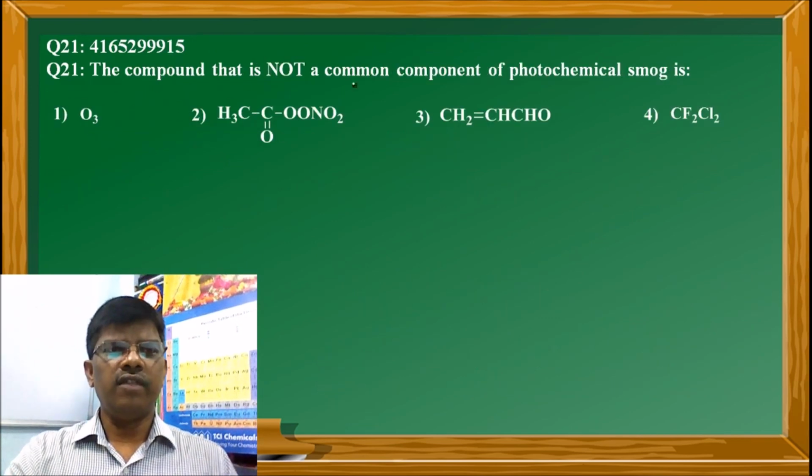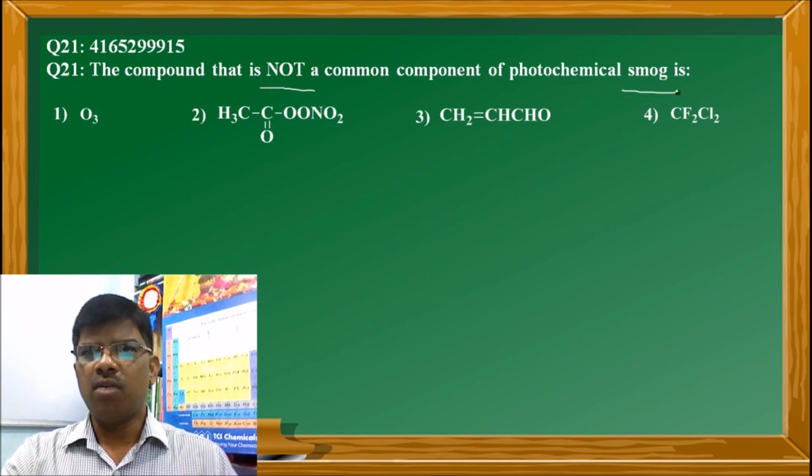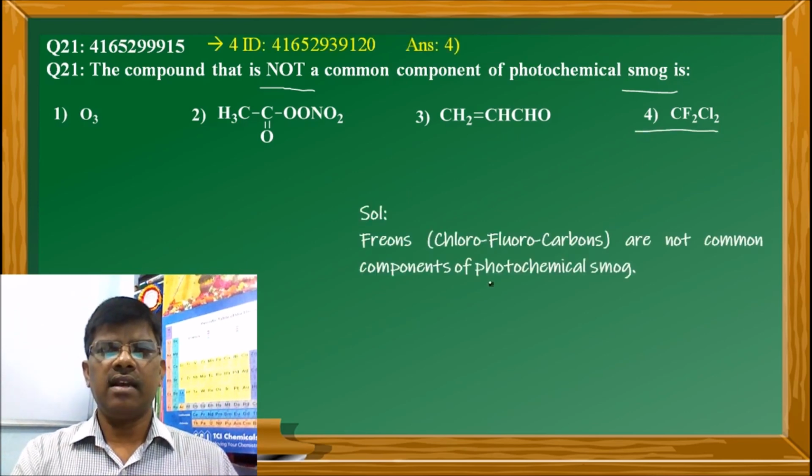Next, question number 21. The compound that is not a common component of photochemical smog is, what is smog? Smog is smoke plus fog. They are asking about photochemical smog. Dear friends, ozone causes photochemical smog, nitrite also causes photochemical smog, acrolein also causes photochemical smog, whereas chlorofluorocarbons do not cause photochemical smog. The option number 4 is the correct option, friends.